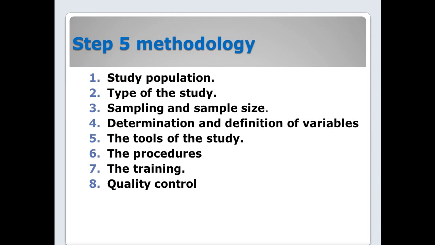Step 5, we have the methodology. In methodology we have the following: study population and the type of the study, sampling and sample size, determination and definition of variables, the tools of the study, the procedures, the training, and quality control.